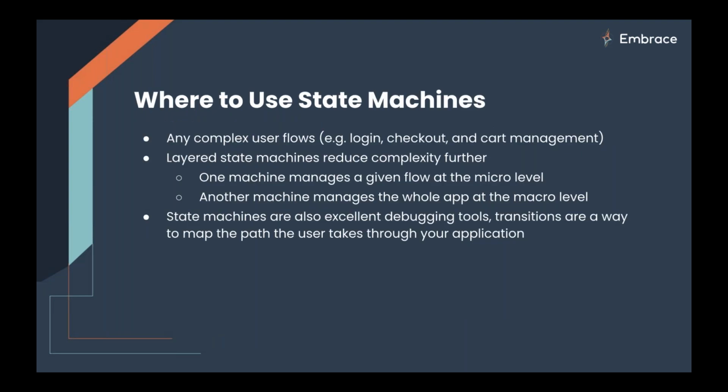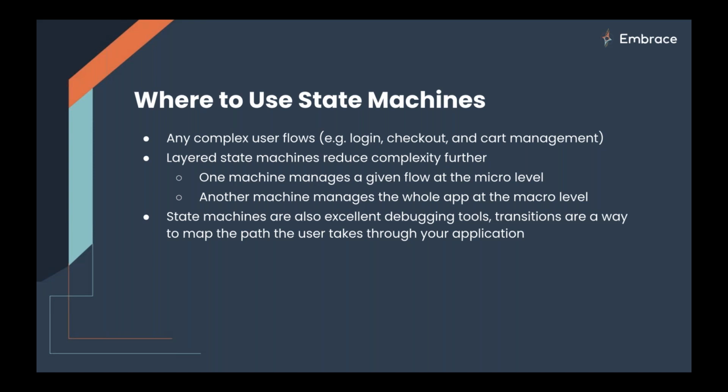So where can you use this in your app? Well, any complex user flow. The login example is a pretty obvious example. I just went over that. But checkout and cart management is another place in your app where often the UI logic gets very complicated, and straightening that out with a state machine can help a lot.